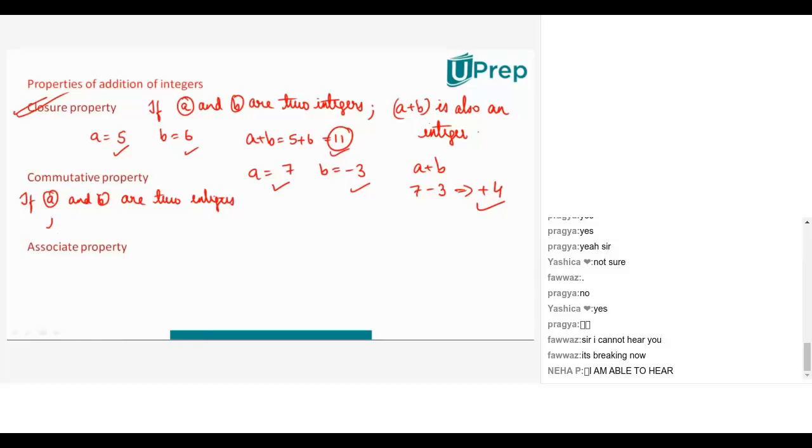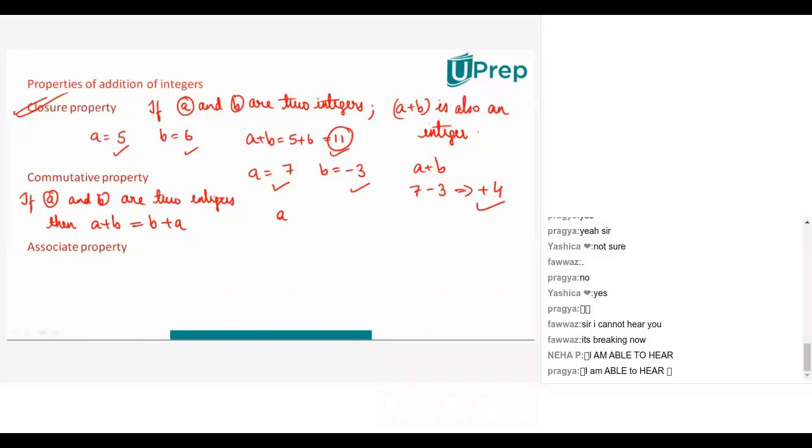So if I do A plus B, that is 150 plus 300, it is equal to B plus A, which is equal to 300 plus 150. Both of them are giving us 450, right? That is the commutative property. Is everyone clear with the commutative property? Yes, sir. Perfect.